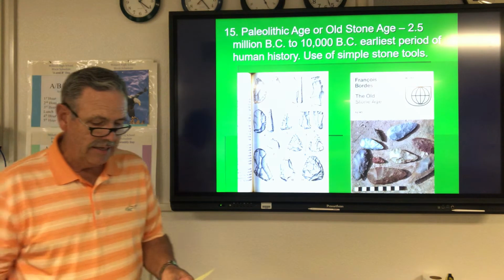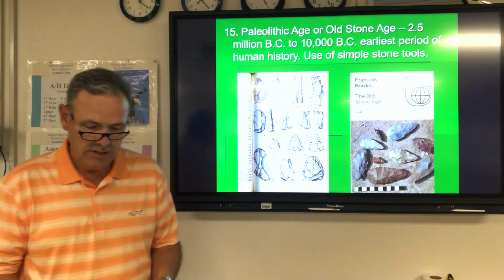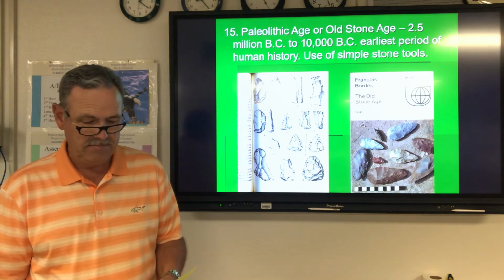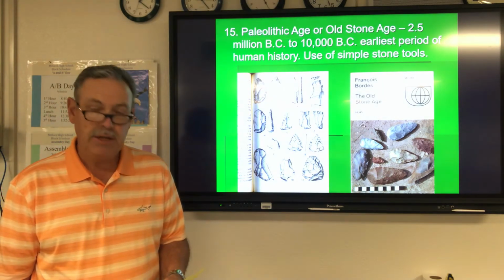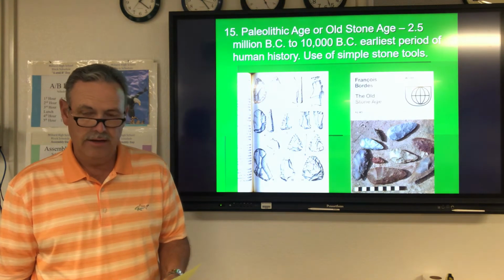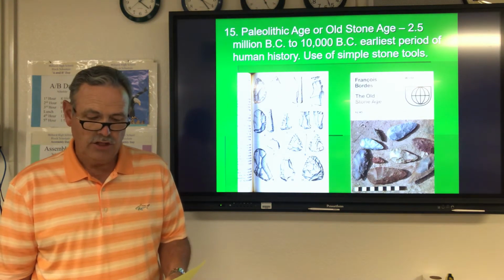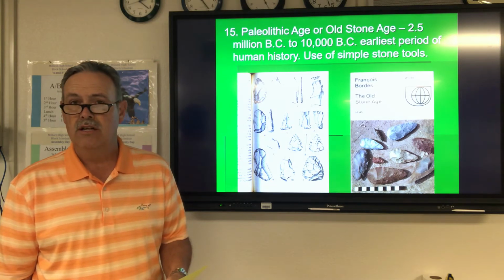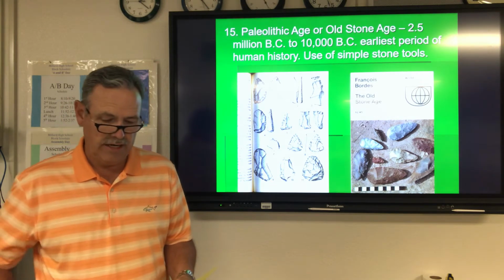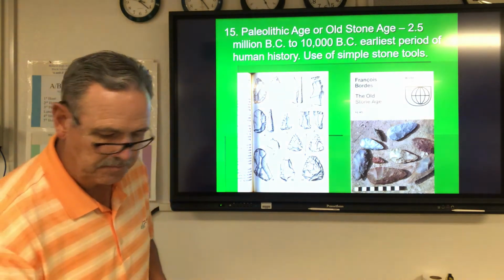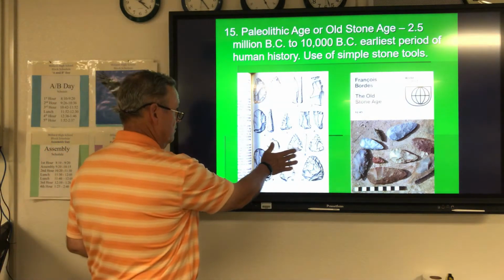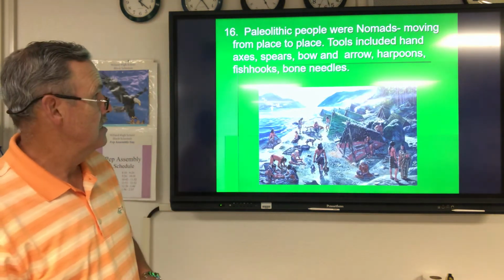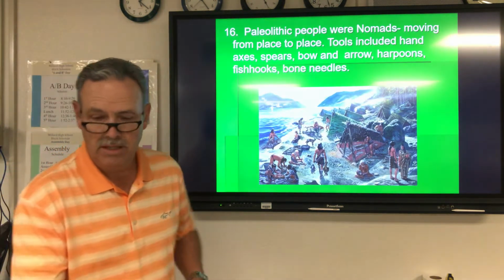Okay, the Paleolithic Age is the Old Stone Age, 2.5 million BC to about 10,000 BC. This is the earliest period of human history, and of course it's marked by the use of simple stone tools, and that's where it gets the name for this period, the Old Stone Age. Paleolithic people were nomads, moving from place to place.